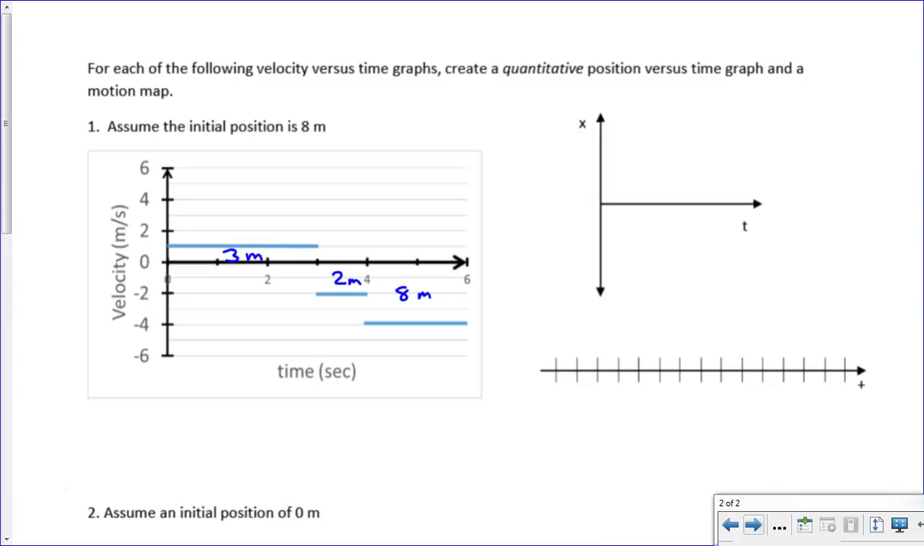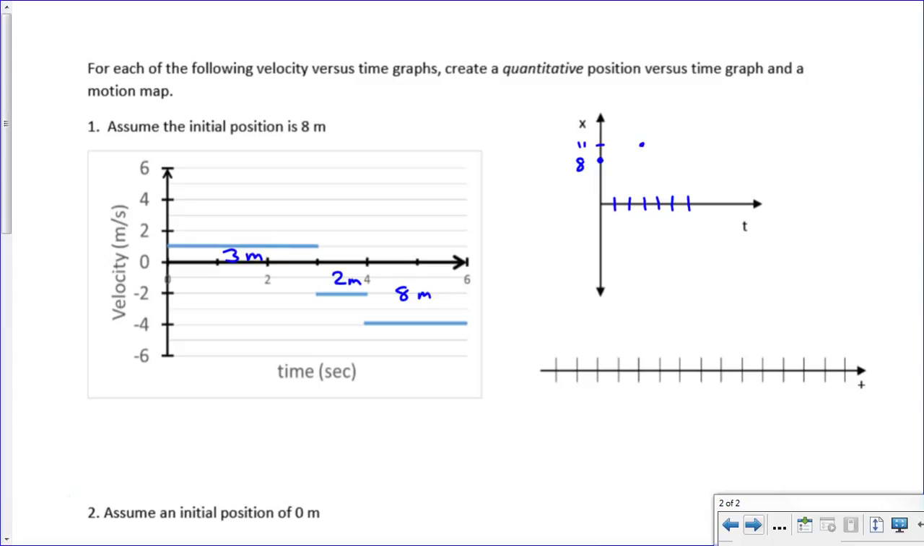I said assume the initial position is 8. So we're going to start here. We'll call this 8. It's going to go up 3. So I'll call this 11 here. And that's going to take it 3 seconds. We have a total of 6 seconds, so I'll just try and do that: 1, 2, 3, 4, 5, 6. So after 3 seconds, according to the velocity versus time graph, it's gone up by 3 meters, so we'll go here.